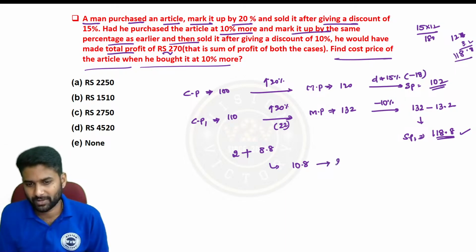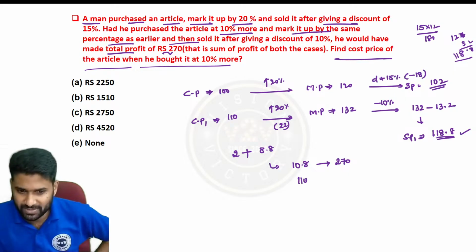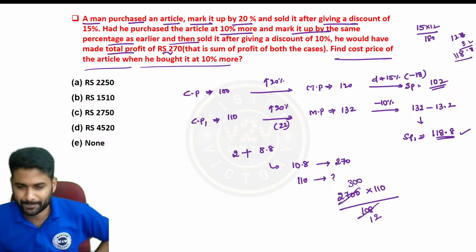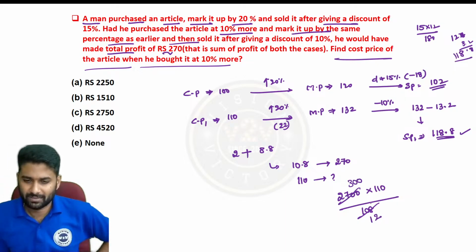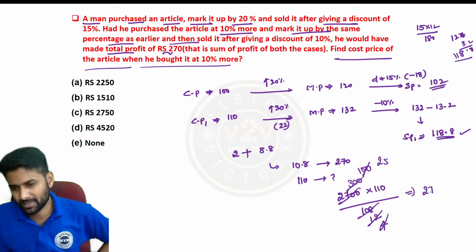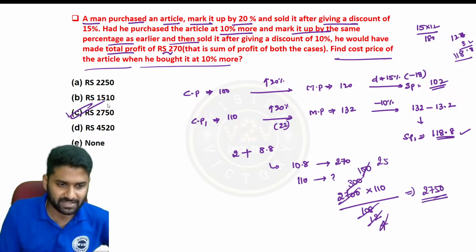If 10.8 units is equal to 270, then what is the cost price he bought it for? 110 units is equal to how much? So 2700 is multiplied by 110 divided by 108. See here, 9 ones are 9, 9 twos are 18, 9 three hundreds. Now again, 3 fours, 300s, 4 becomes 25. If 25 is multiplied by 11, 275, again multiplied by 10, 2750 is the correct answer.